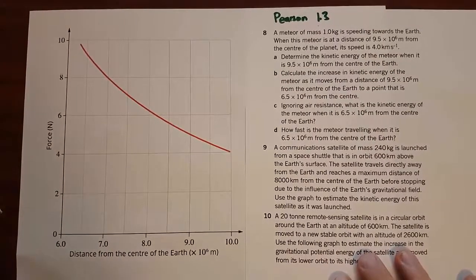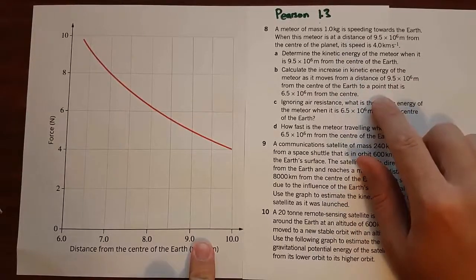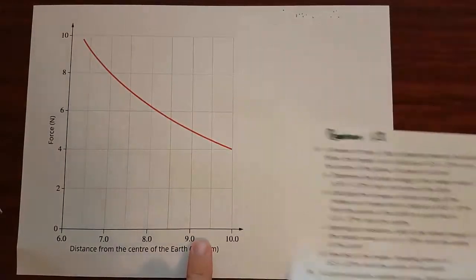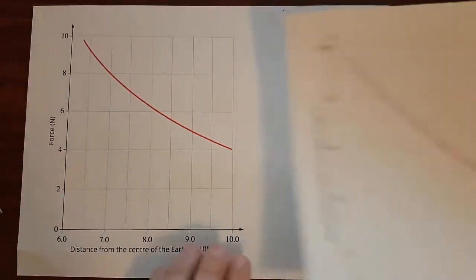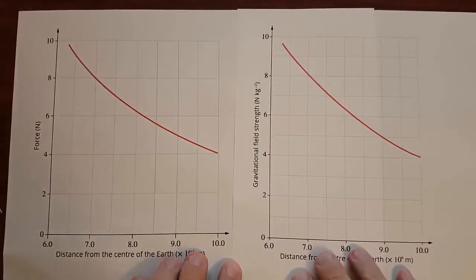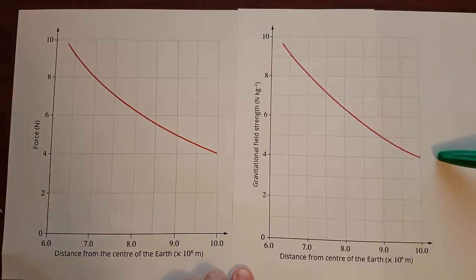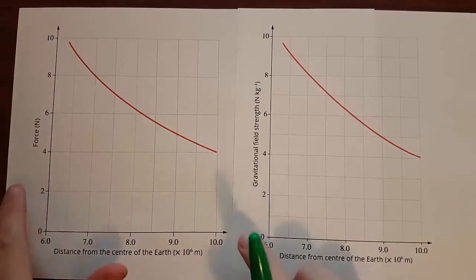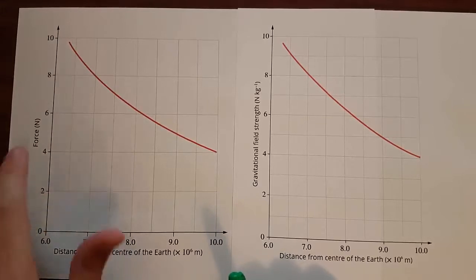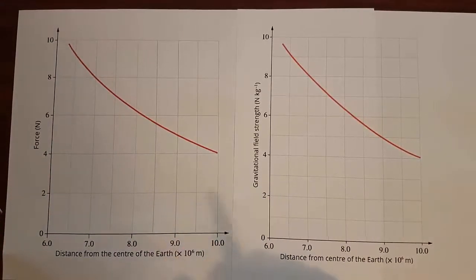On the left hand side of the book you've got this graph here, and this is the one that it wants you to use for question 8. But if you look at the other graph that's in the book right next to it, it looks like that. Now, the shape of the graphs is exactly the same, and that's pretty obvious. And the x-axis is fine, it's the same. But on the y-axis, you can see that this one here is force, and this one here is gravitational field strength.